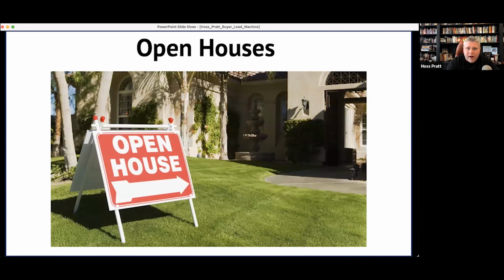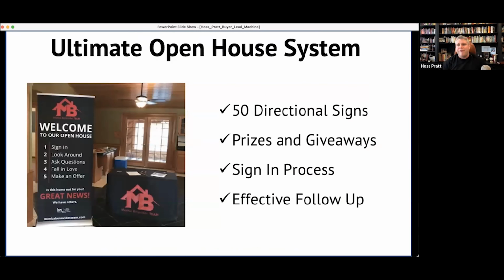Open houses are great when they're done right. When they're done wrong, they're a waste of time. Here's what an open house looks like when it's done right. We have 50 directional signs, not one. We have prizes and giveaways. There's a sign-in process, and we have effective follow-up.